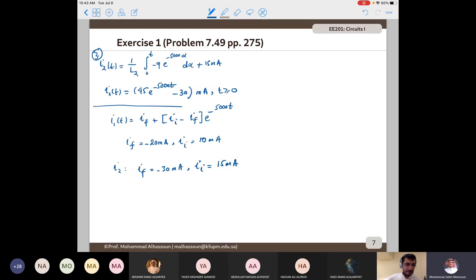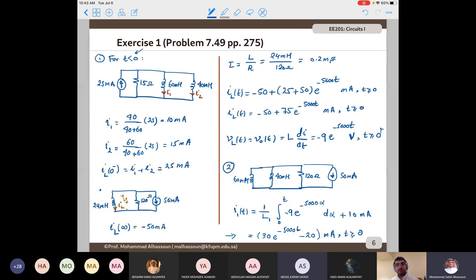Student: In the first question, when we did the current divider, why didn't we consider the resistor? Because it's been there for a long time. The switch has been at position one for a long time. So these will behave like a short circuit. So that's the reason. Okay, got it. Thank you.